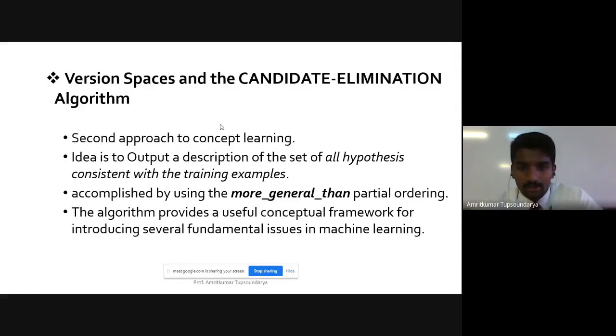Though it is not suitable for most training examples, what we see is it gives us the overview, the conceptual framework, for the fundamental issues which are addressed in machine learning. So when it comes to noisy data, the candidate elimination algorithm as well as the Find-S algorithm tend to perform a little poorly, but though they address the fundamental issues in machine learning, we tend to use these algorithms.